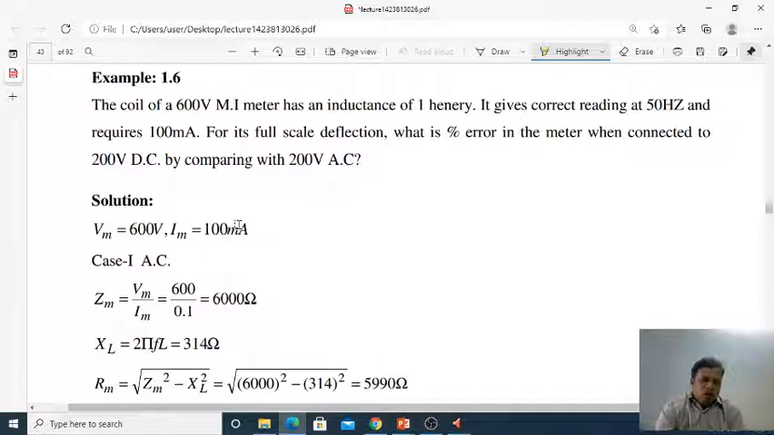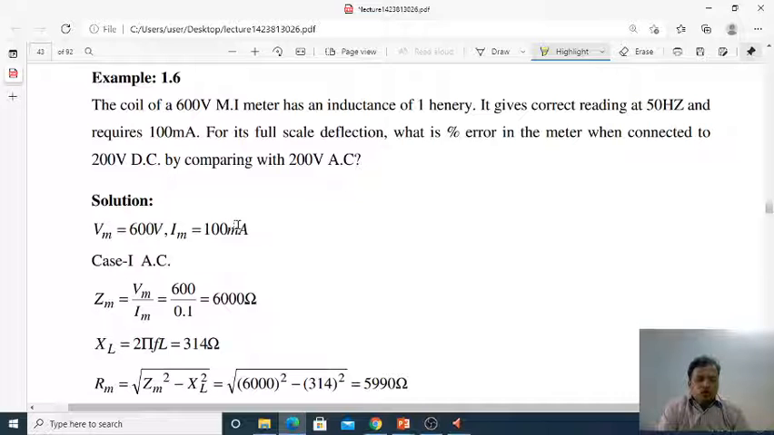The coil of a 600 volts MI meter has an inductance of 1 Henry. It gives the correct reading at 50 Hz and requires 100 milliamperes for its full scale deflection. What is the percentage error in the meter when connected to a 200 volt DC, compared with 200 volts AC? Now a typical problem is given here. It is asking the same thing, the percentage error when connected to 200 volt DC compared with 200 volts AC.